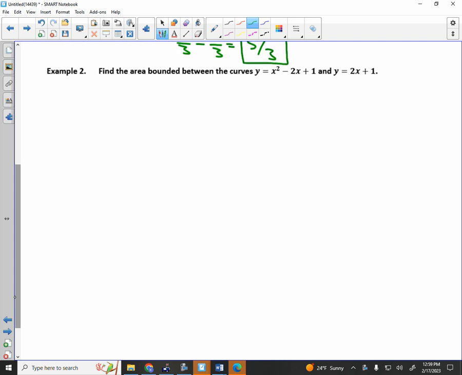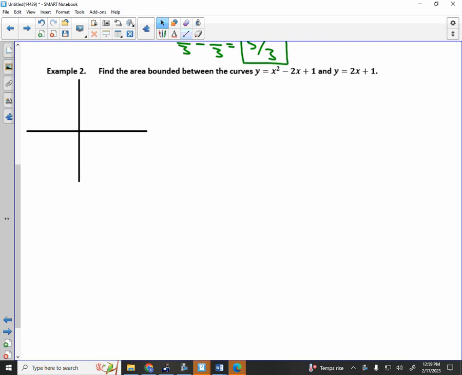Talk to your peer. Just looking at it, how is this one different than the one up above? There's something that should stand out immediately. Talk. Go. Okay, 5, 4, 3, 2, 1. What's missing in this problem? The intervals are missing. So we're going to have to determine the intervals.